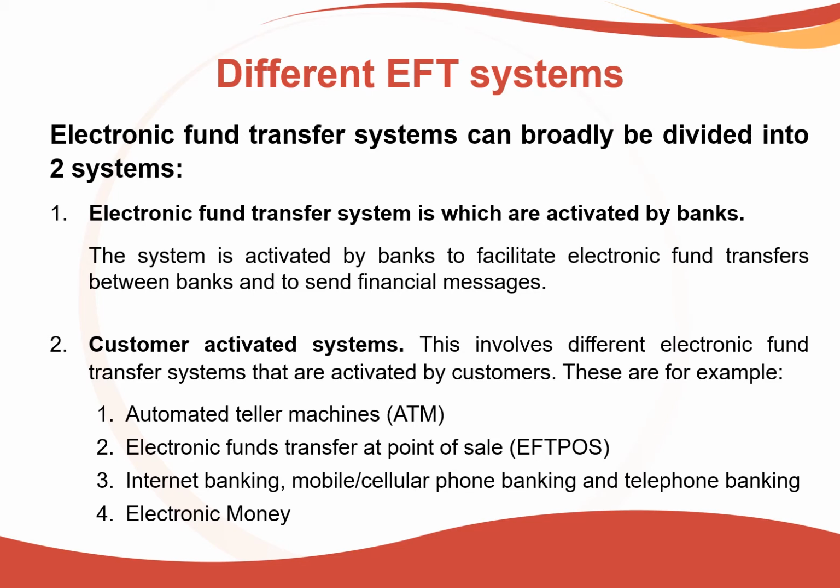Secondly, there are customer-activated systems. This involves different electronic fund transfer systems that are activated by customers. These are, for example, automated teller machines, or known as ATMs, electronic fund transfers at point of sale, EFTPOS, internet banking, mobile cellular phone banking and telephone banking, and lastly, electronic money. We will now discuss customer-activated systems in more detail by discussing each listed in the next slide.